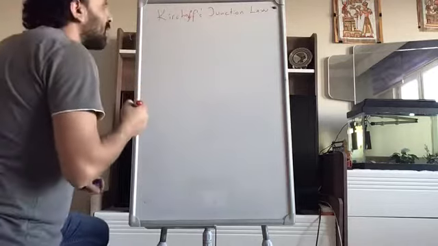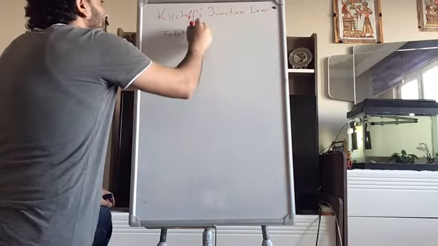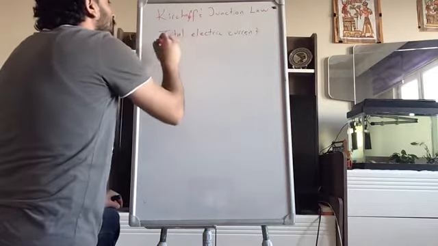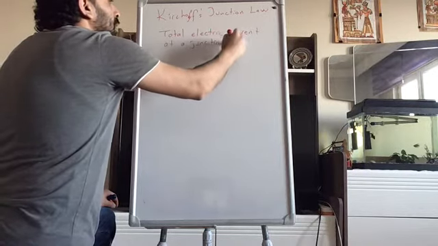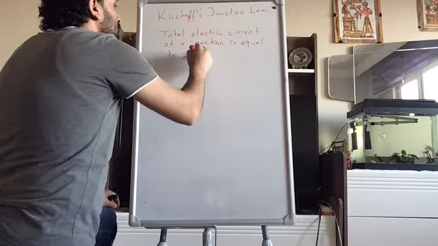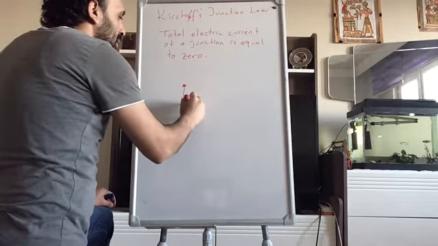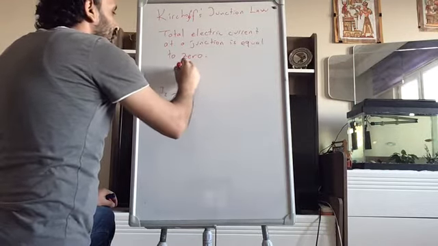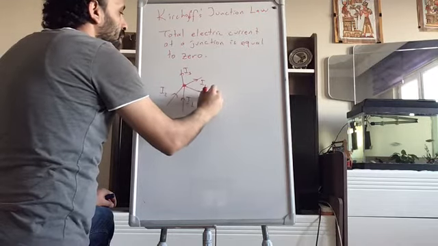Kirchhoff's junction law says the total electric current at a junction is equal to 0. What I mean, let's say this is a junction, so let's say I1 is coming, I2 is coming, but I3 is going away, I4 is going away, I5 is going away.